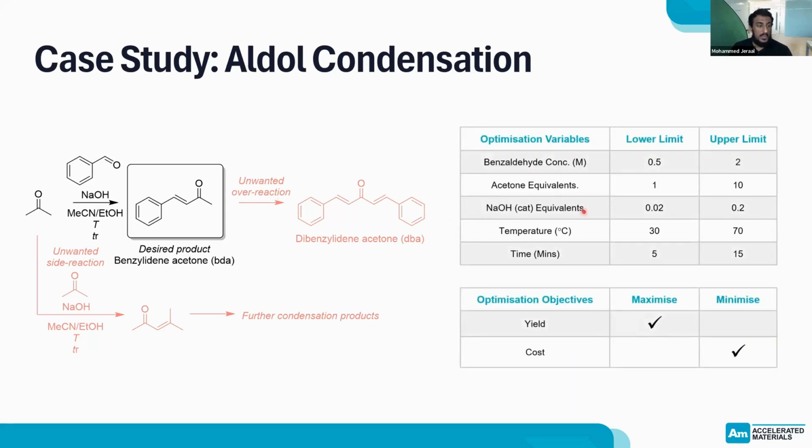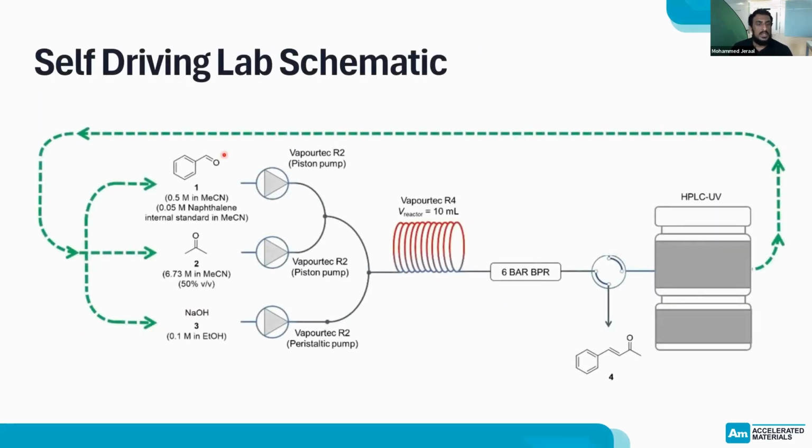So the variables that we're going to optimize are the concentrations of our 3 reagents, the temperature of the reaction, and the residence time. So this reaction was done in flow. This gives you a schematic of what a typical self-driving lab setup can look like. This is the schematic for this particular reaction.